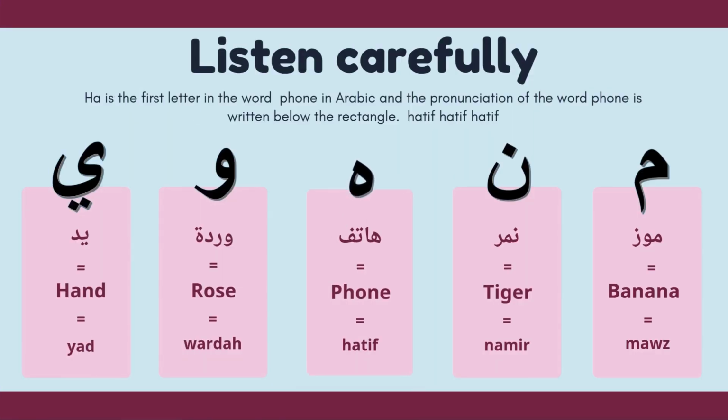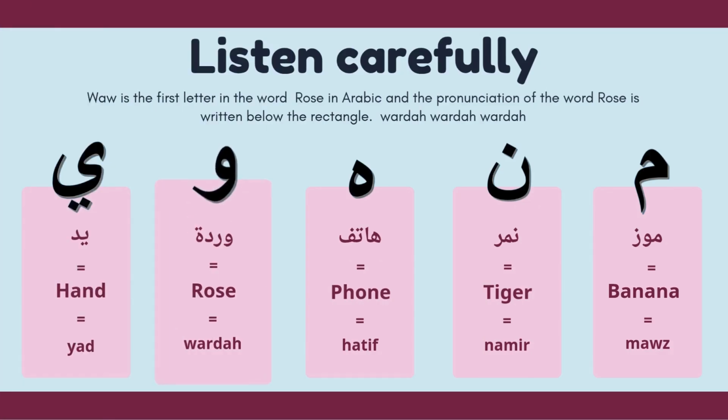Ha is the first letter in the word phone in Arabic, and the pronunciation of the word phone is written below the rectangle. Hatif, hatif, hatif. Waw is the first letter in the word rose in Arabic, and the pronunciation of the word rose is written below the rectangle. Warda, warda, warda.